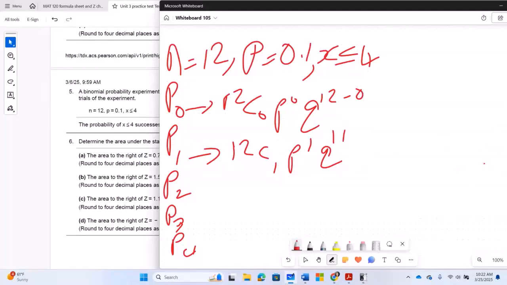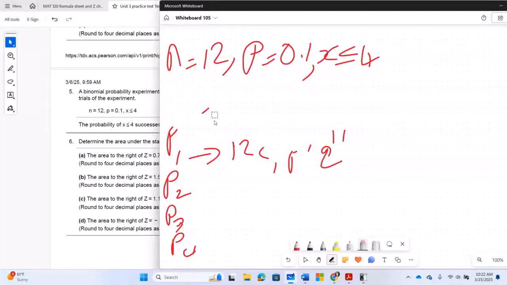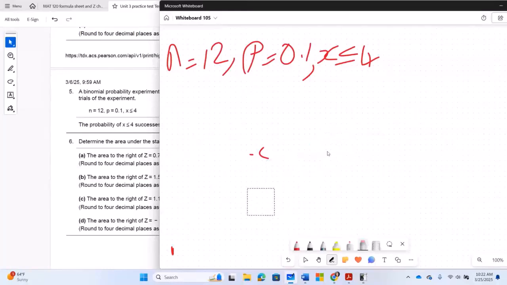So what I'm going to do now is cumulate all the probabilities. I'm not doing individual probabilities. I wasn't asked to do individual probabilities. If I am asked to do individual probabilities, then I will go and do it. But this time, I am not asked to do individual probabilities.